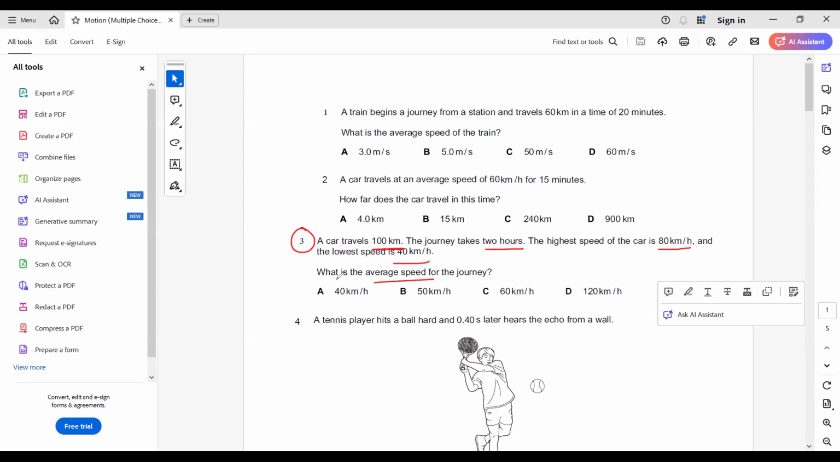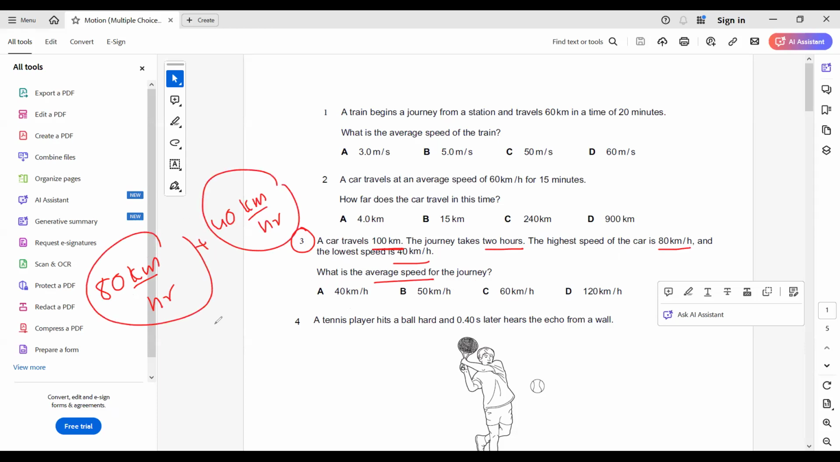Now there is a catch. Most of the candidates think, okay, we have 80 kilometers per hour and we have 40 kilometers per hour. So they want us to find out average speed. This is one speed, that's another speed. So why not just add them and divide by 2? So that would be incorrect.